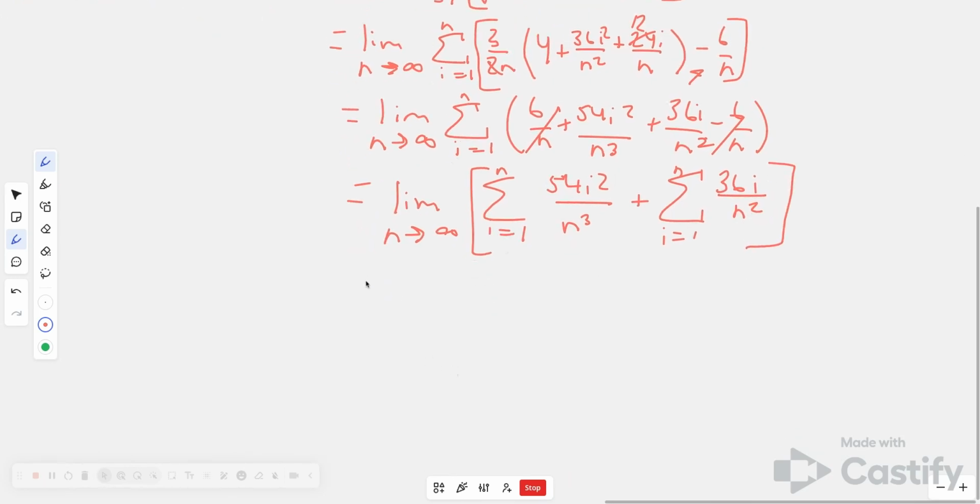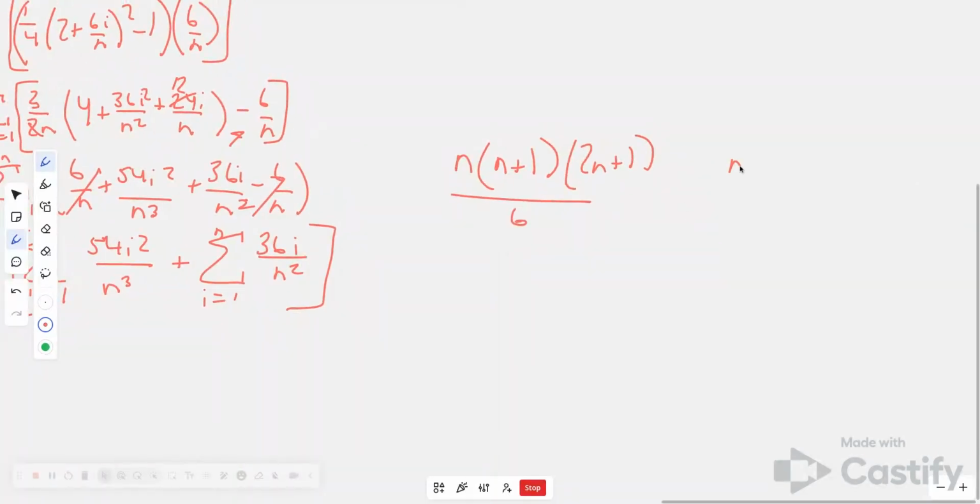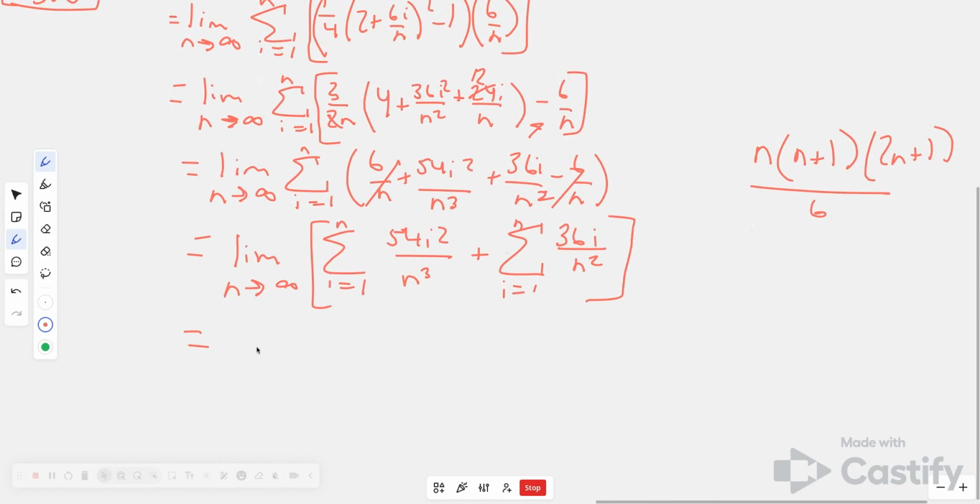Okay, and then we're going to use the formulas for simplifying the summations. So when we have i squared, we're going to use n times n plus 1 times 2n plus 1 over 6. And when we have i, this formula is n times n plus 1 over 2. So we can plug that in. And in this case, we have to keep the 54 over n to the power of 3 because that's like our coefficient. So we have to keep that in when we're multiplying it.